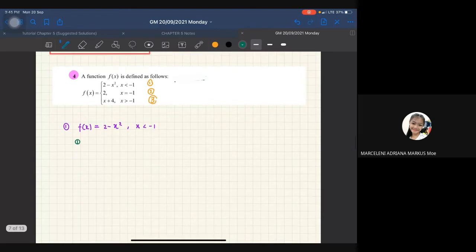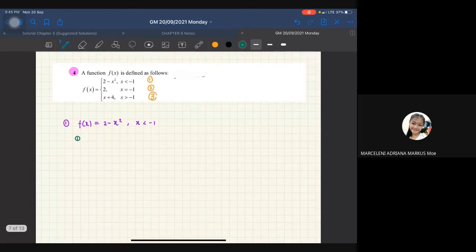Kita tentukan basic shape. Semua orang ke? Okay. So first step adalah kita tentukan basic shape dia. So kalau tengok dekat sini, depan x square awak, dia adalah negative sign. So bila negative sign, dia akan jadi masam, like this. Okay, so dia jadi masam. Okay, so itu adalah basic shape kita.